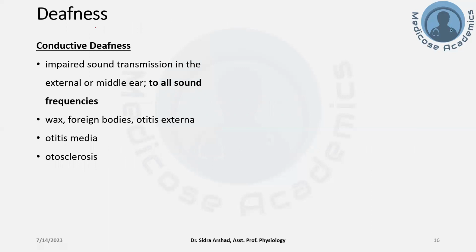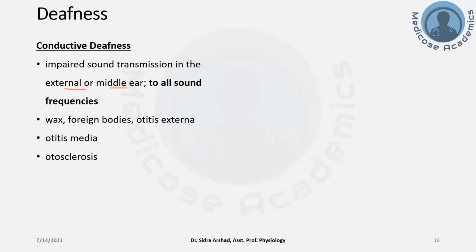The loss of hearing is known as deafness, and it is divided into two categories depending upon the cause. Conductive deafness refers to impaired sound transmission in the external or middle ear. Conductive deafness means that the conduction of sound waves to the inner ear is somehow obstructed or impaired. So the impaired sound transmission occurs at the level of the external or middle ear. This type of deafness is for all sound frequencies.